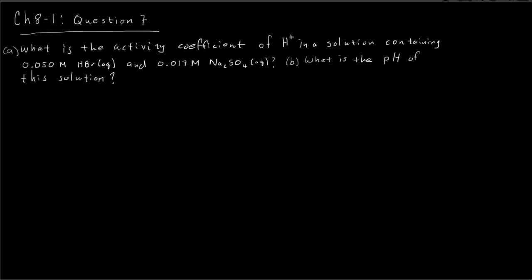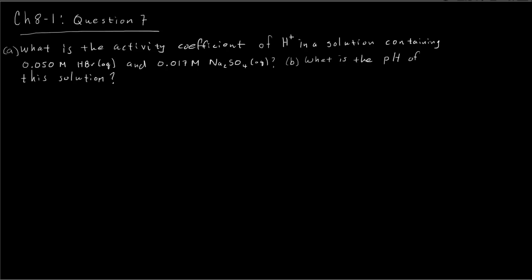In this video, we're going to work up a problem that's kind of like question 7 from the chapter 8-1 problem sets. This won't be exactly the same, but it's a similar idea. And so this is a question about finding the pH of an acid solution using activities. So there are two parts to this question.